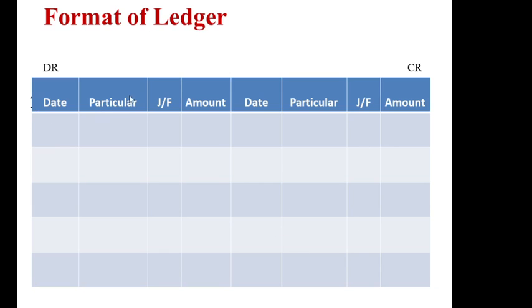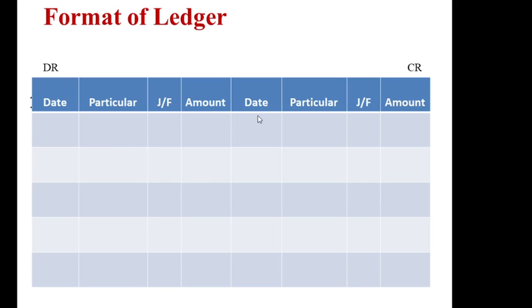The date column, the particulars column, and JF, which means the journal folio. It means whatever transactions we recorded in the journal book, the page on which that transaction is recorded is transferred from the journal into the ledger. So that page number you have to write here. This is the journal folio. Next is the amount column: whatever is recorded in the particulars, that amount you have to write here.